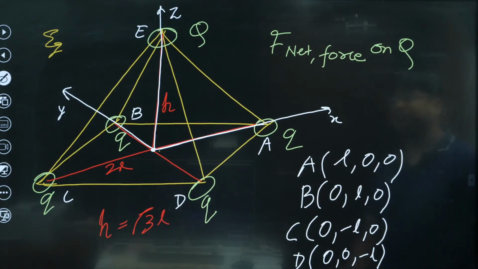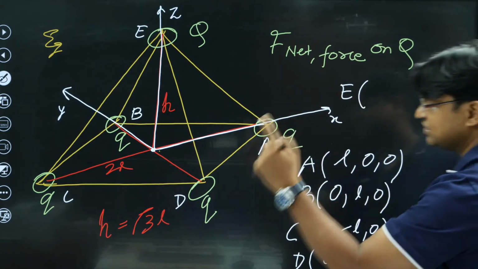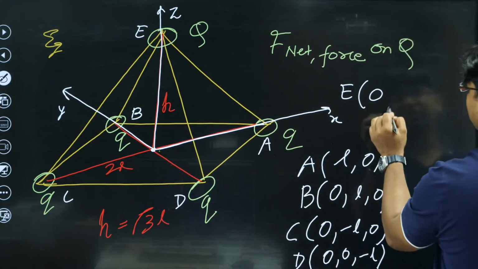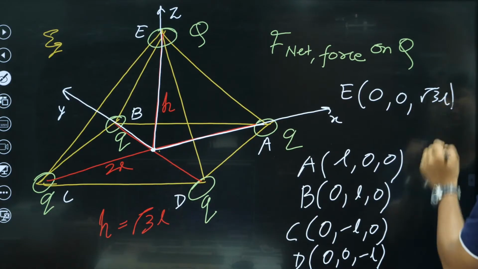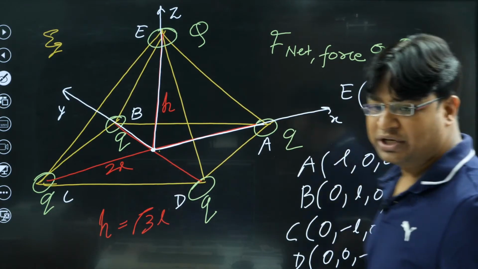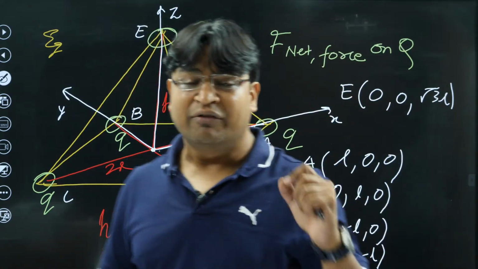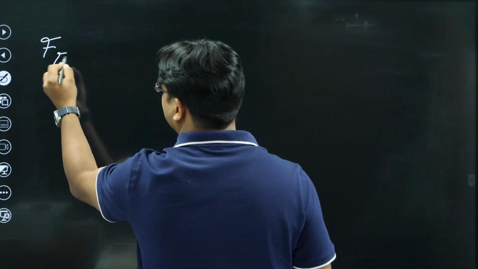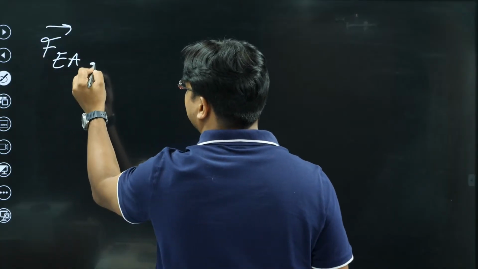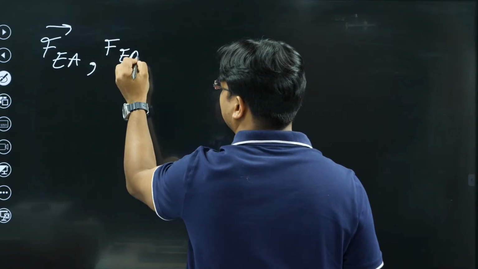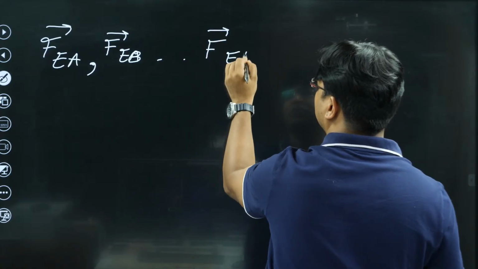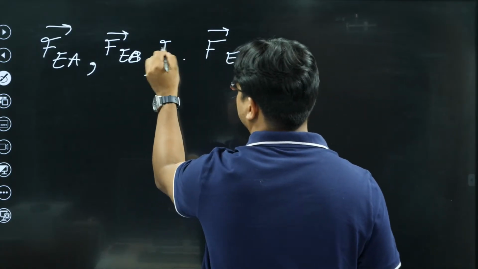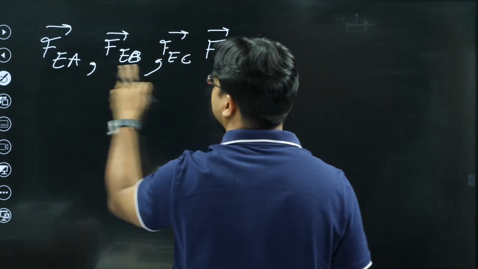Now what about E? Particle E lies on the z-axis, so the x coordinate will be 0, the y coordinate will be 0, and the z coordinate will be equal to root 3L. So we have written the coordinates of all 5 points. Why have we done that? Because we want to write the force on E due to A. Similarly, we want to write the force on E due to B, and so on, due to D, and the force on E due to C. We want to write all these 4 vectors.